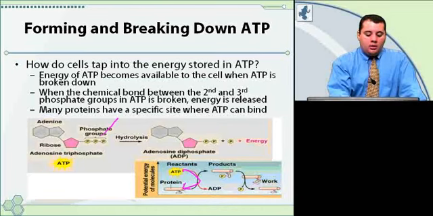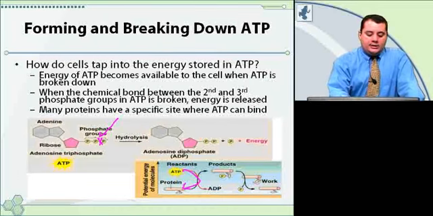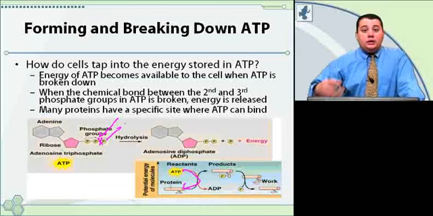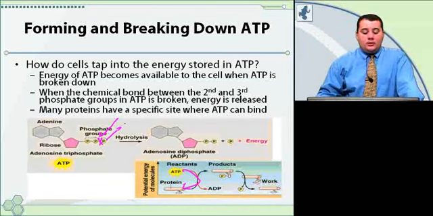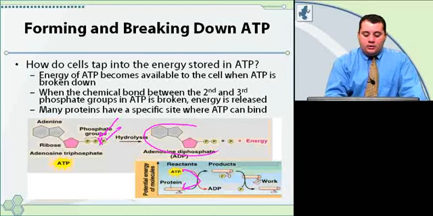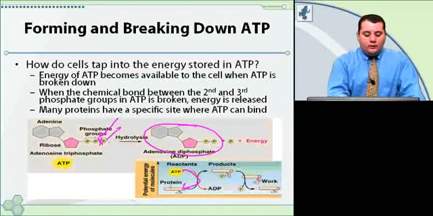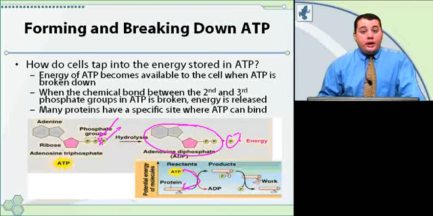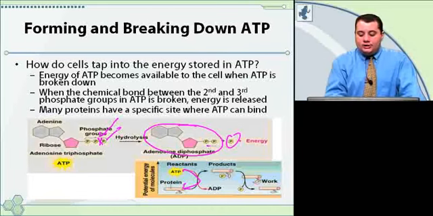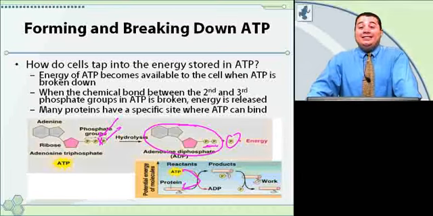Then, this bond right here is broken, okay? And this phosphate leaves, okay? You then have adenosine diphosphate. Why? Because one of these phosphates is no longer there. It has left. So now, since you only have 2, it is no longer ATP, it is now ADP, adenosine diphosphate.